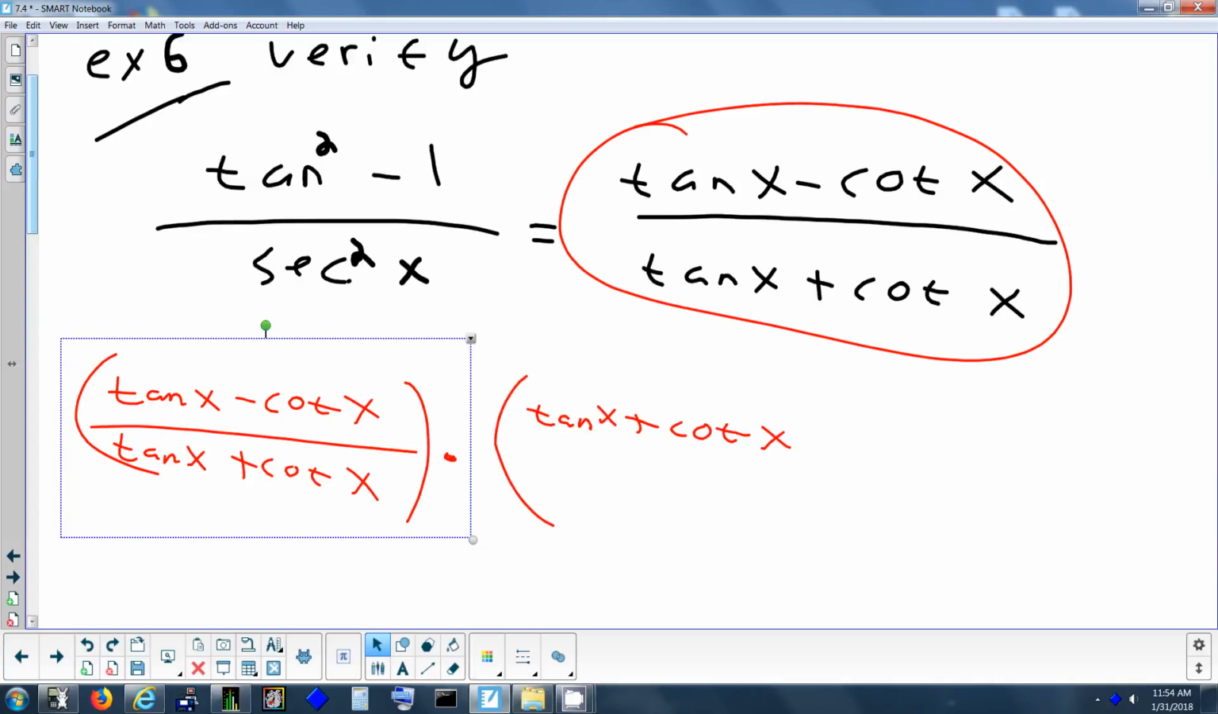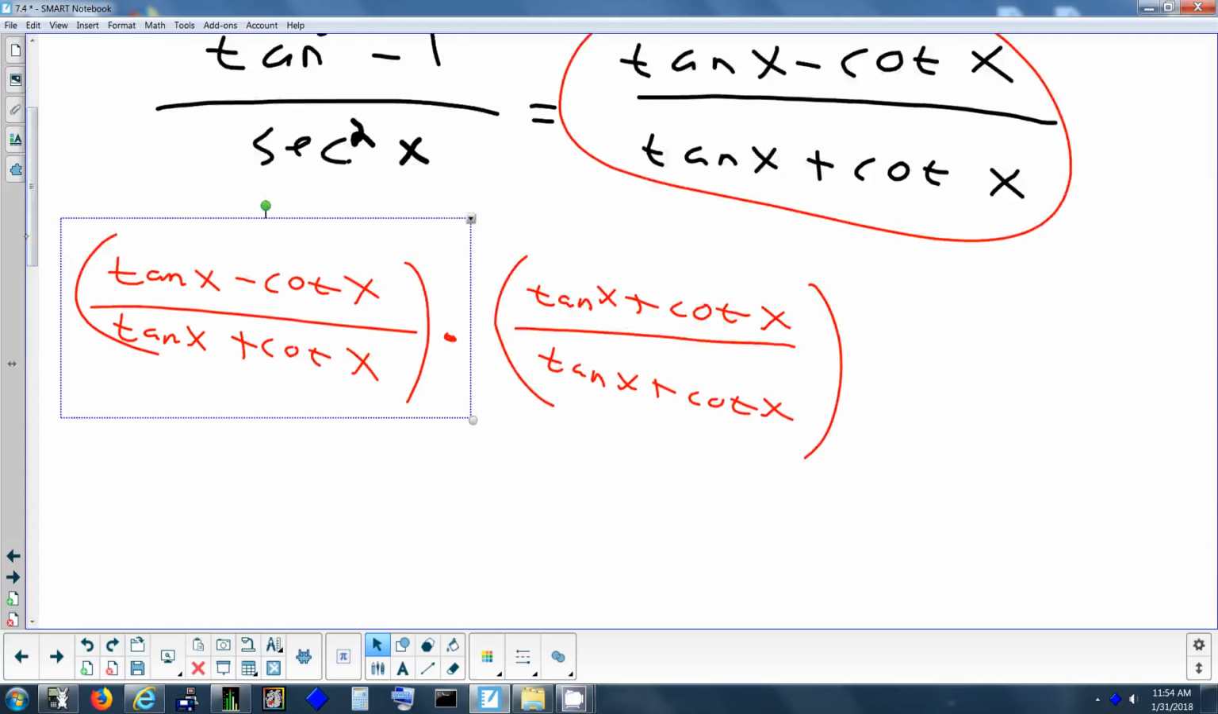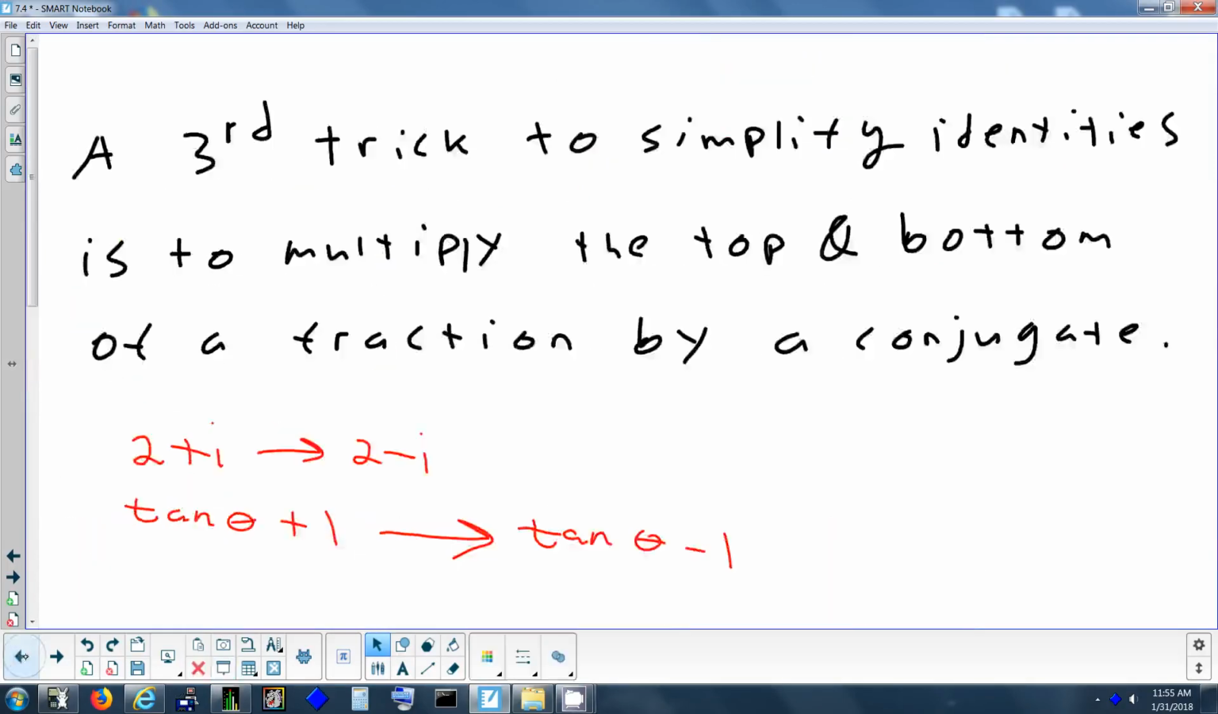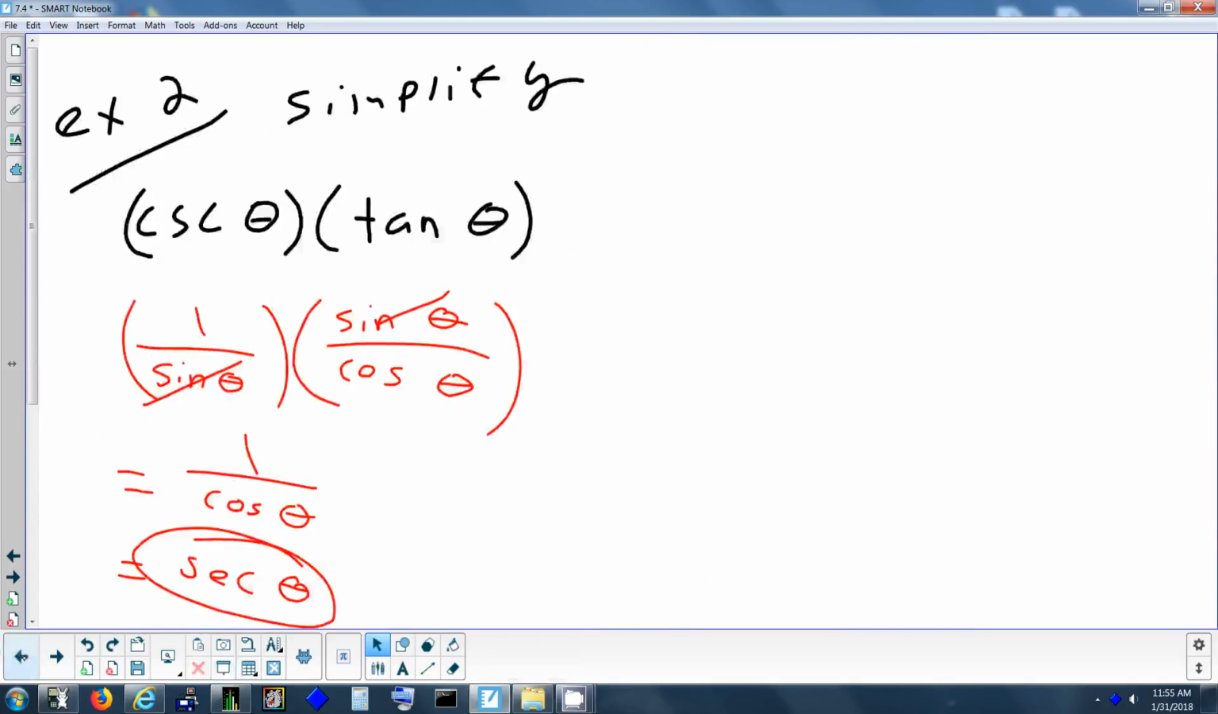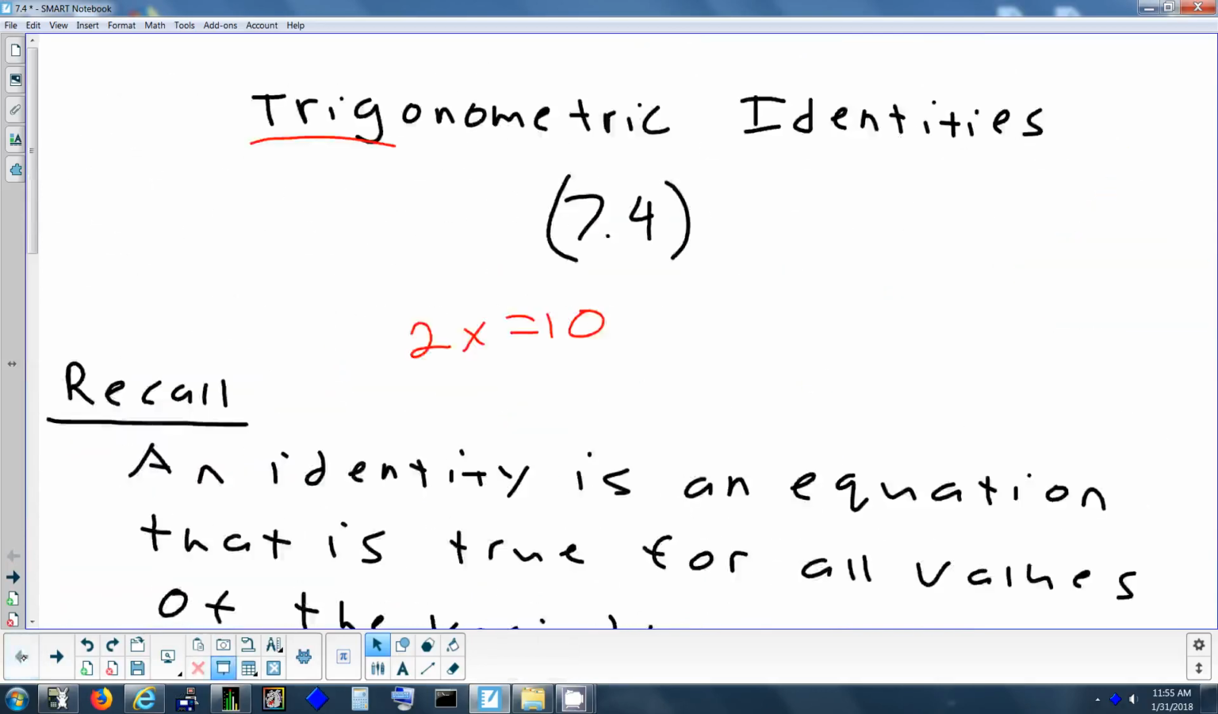And do the same on the bottom. Now the top, I know some nice stuff is going to happen because they're conjugates. What's tangent times tangent? Tangent squared. Now, before I go any further, just to tell you what I think about as I'm doing this, I see tangent squared. In my head, I'm already starting to think about this.